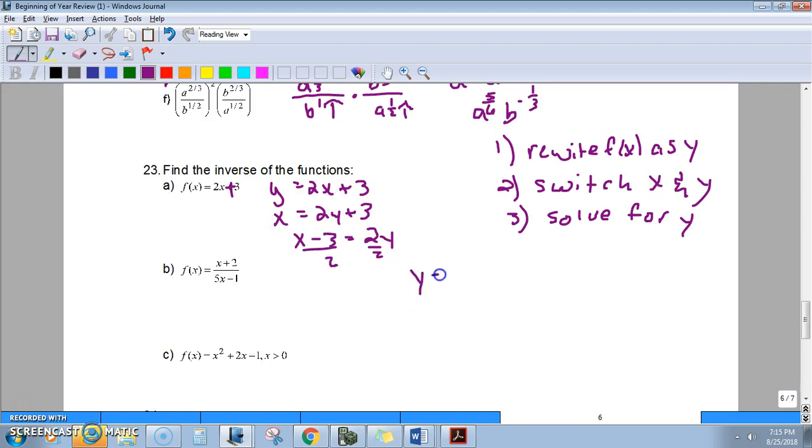And I get y equals (x minus 3) over 2. Let's not make more work for ourselves by trying to find common denominators or fractions. This is fine: (x minus 3) over 2. Okay? All right. Next one.